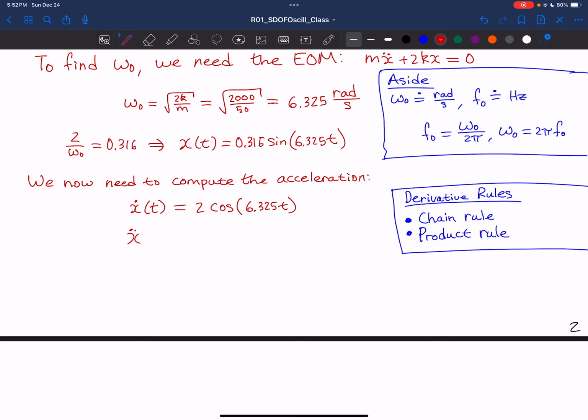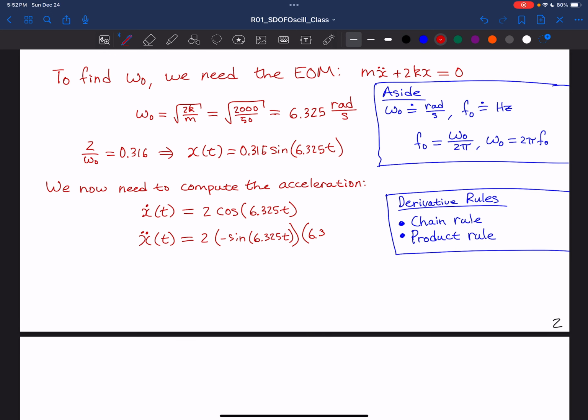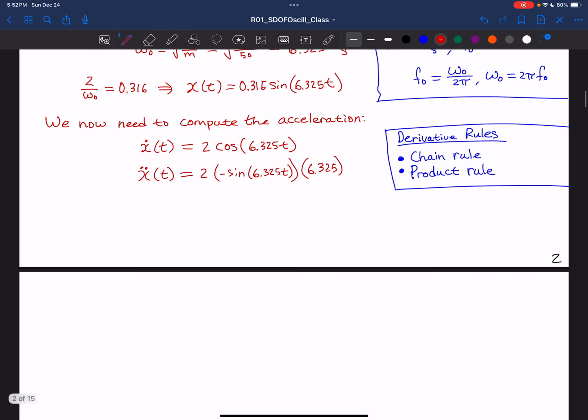All right, so from here we can then compute our acceleration, which is the second derivative. And in this case, we'll have 2 times minus sine of 6.325t. That's the derivative of the cosine term. And then multiplied by the derivative of what's inside that cosine, which is 6.325. And of course, we're taking a derivative with respect to time. So our acceleration, x double dot of t, is then going to be equal to minus 12.649 times the sine of 6.325t.